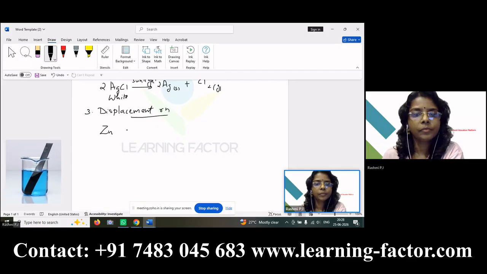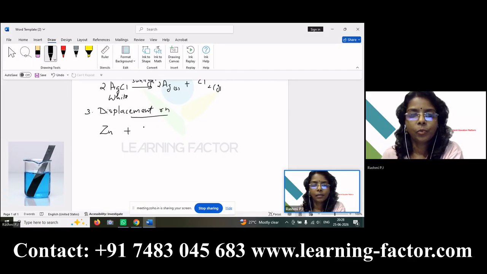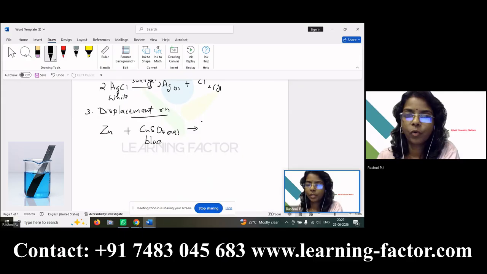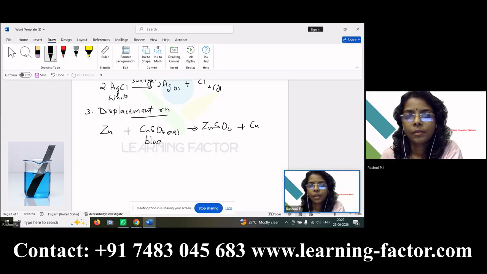zinc. When zinc is put in copper sulfate solution, which is blue in color, when zinc reacts with copper sulfate solution, it forms zinc sulfate plus copper. So here zinc displaces copper from its solution because zinc is more reactive than copper. So zinc can displace copper from its solution.